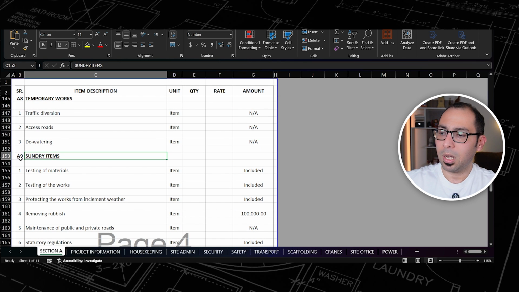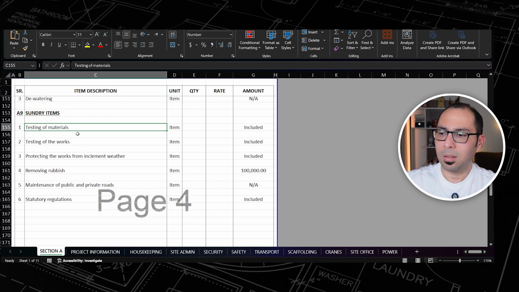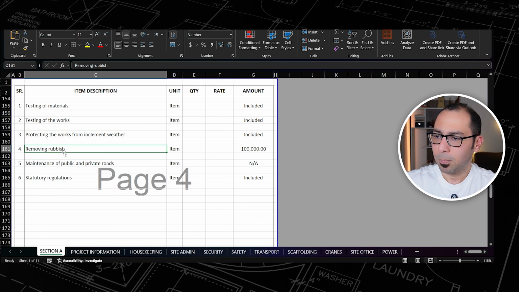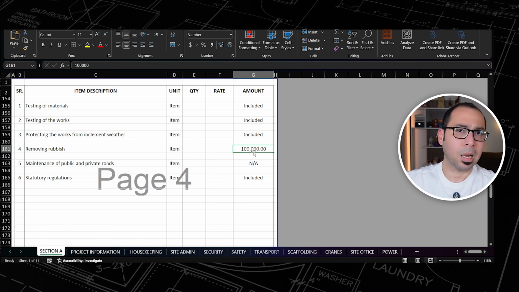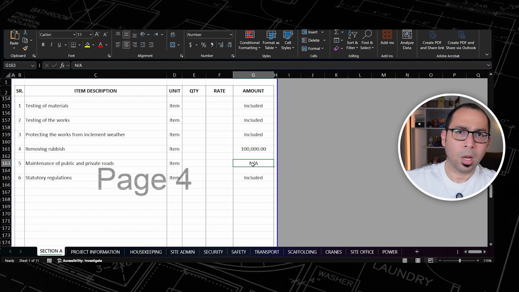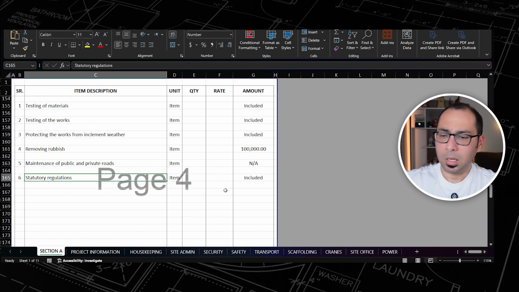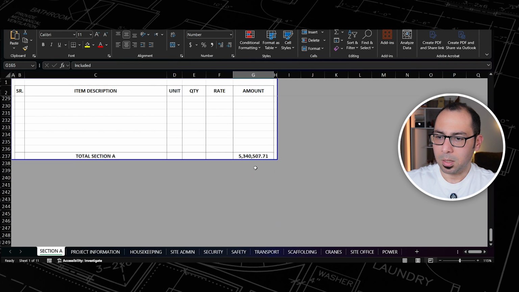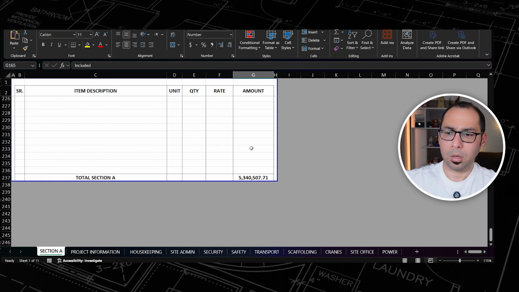And after that, we have subsection number 9, which is the sundry items. So again, testing of materials, testing of the works, all of these things included for me. Rubbish removal, I'm just adding a lump sum amount here to remove the rubbish from the site on monthly basis or something. And maintenance of public and private roads. So I'm assuming that we will not damage anything, so not applicable. And any regulations required, that's included. And this is how I estimate the cost for the general requirements.